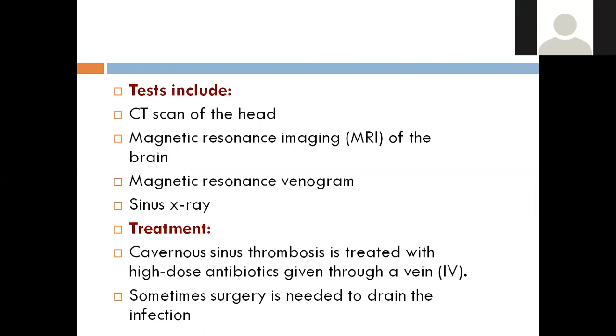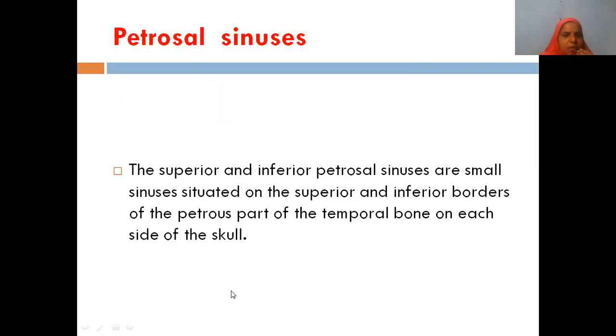Generally to check all these, we do CT scans, MRIs, magnetic resonance venograms, and an X-ray of the paranasal air sinuses can also be taken. For thrombosis, generally we give thrombolytic drugs to dissolve the clot. Along with that, because a bacterial infection is there, we have to go with antibiotics. Sometimes surgery is needed to drain the infection.